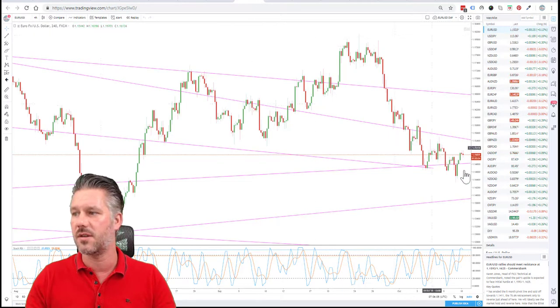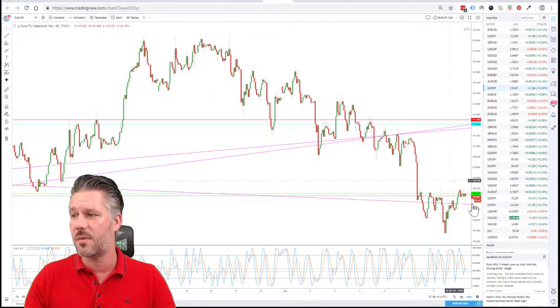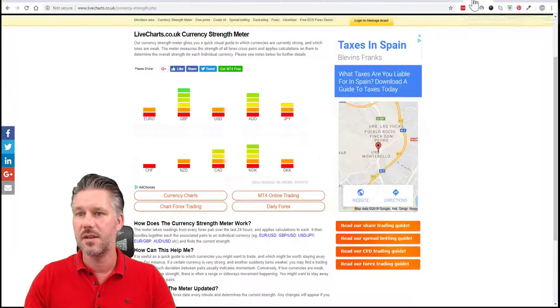So Euro US dollar just starting to turn a bit, but again, expect this euro to carry on lifting. There's loads of opportunities. Euro JPY probably is going to drop away from this point. We can see that the euro is fairly weak. The yen sitting just slightly stronger.